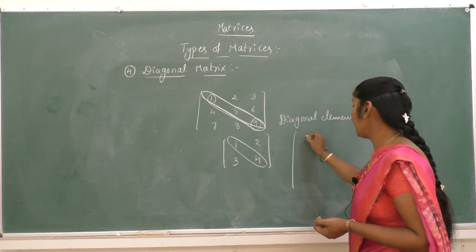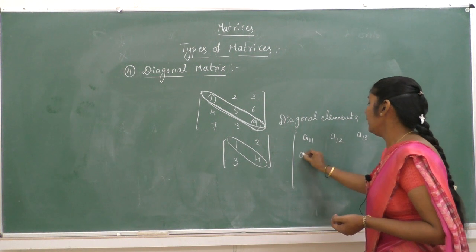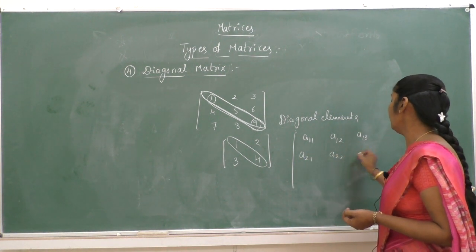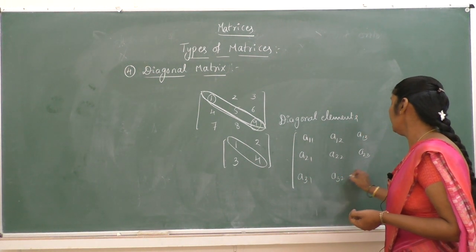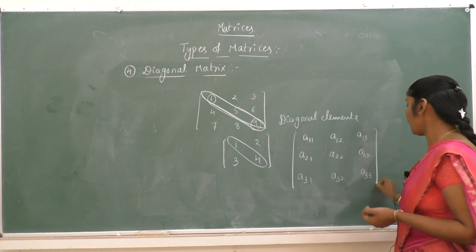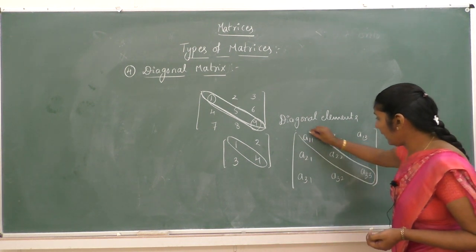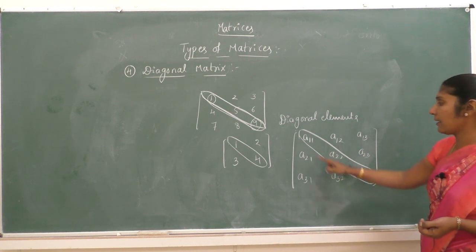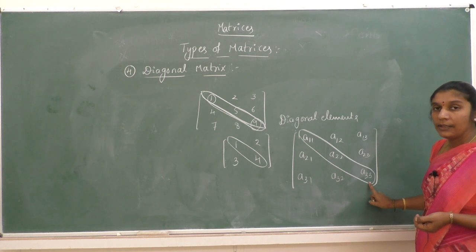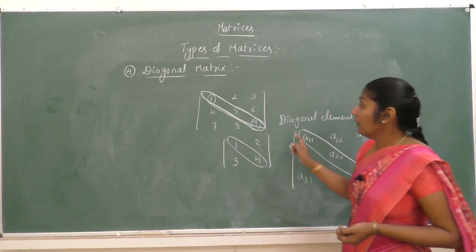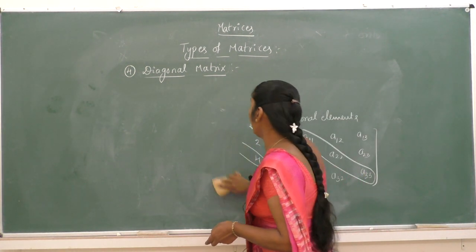Generally, if we write a matrix, A11, A12, A13, A21, A22, A23, A31, A32, A33, a 3 cross 3 matrix, which are the diagonal elements? The principal diagonal elements, or diagonal elements, are A11, A22 and A33. With knowing the diagonal elements, we have to define the diagonal matrix.